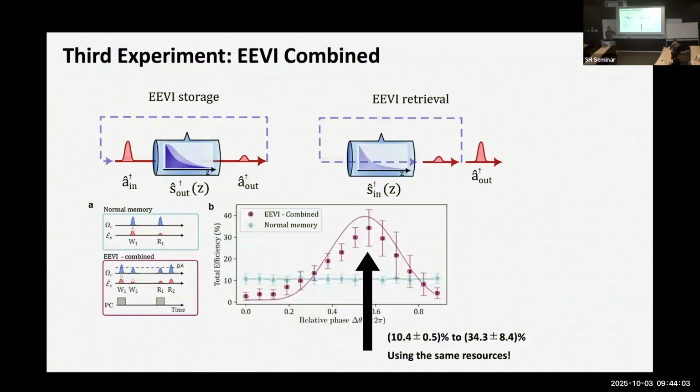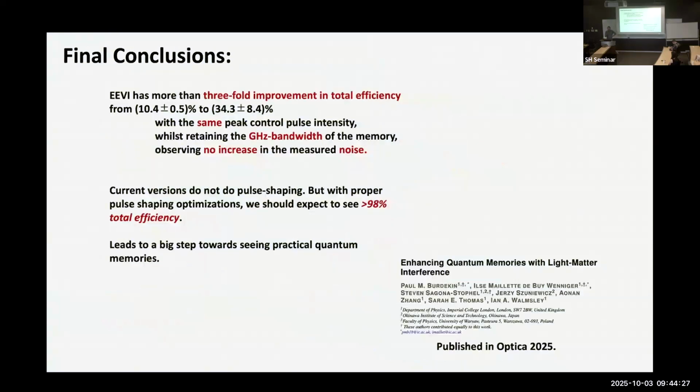And in this example, we observed experimentally that you can go from a 10% efficient total memory efficiency to a 30% efficient total efficiency, and this is without any pulse shaping. So we know theoretically that we can get all the way up to 98, but this is just a first step to show that the concept works. This was published just recently, about a month ago in Optica. And we saw that we had a threefold improvement in total efficiency.